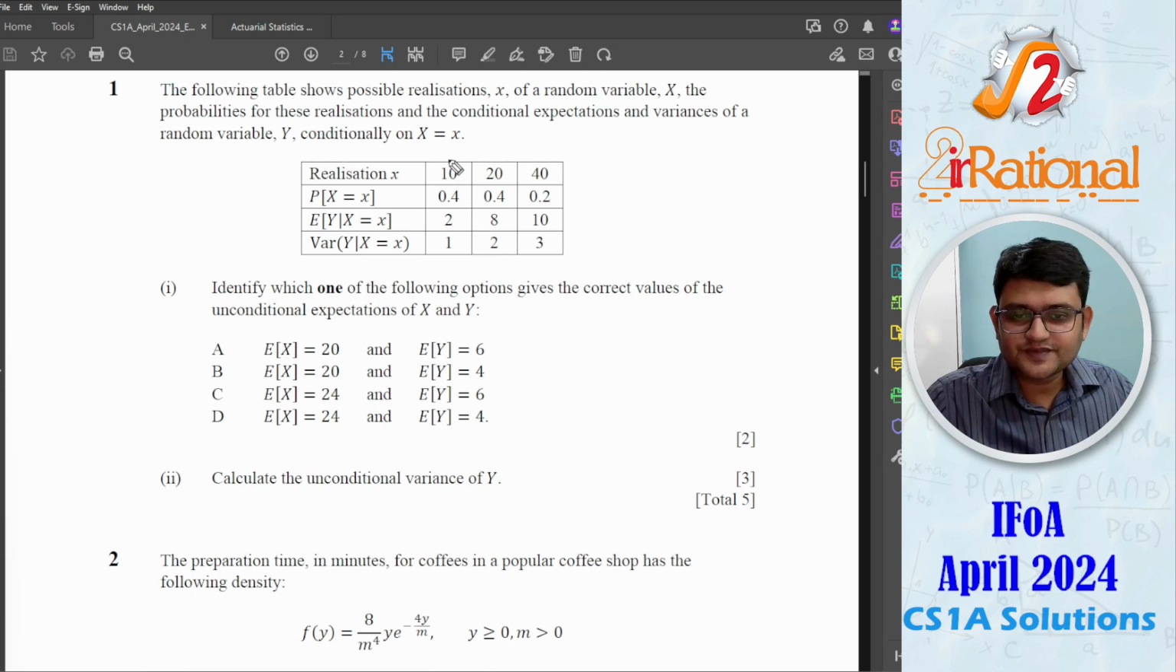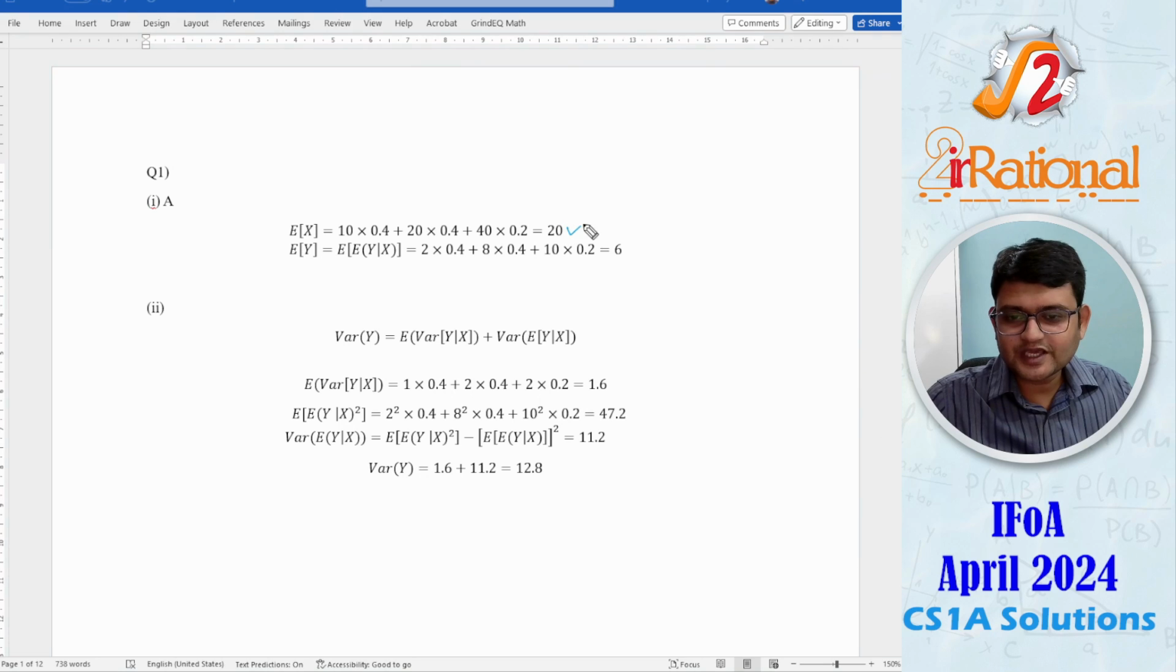So for unconditional expectation of x, we'll just say x into probability of x in all three cases and add them up. And for unconditional expectation of y, it's just going to be expected value of y given x. So you will just multiply these two, that is probability of x and expected value of y given x, and add them up to get the expected value of y. So that gives me expected value of x is 20 and expected value of y is 6. That is option A. Whenever you are asked an MCQ question, you just have to specify the option, nothing else.